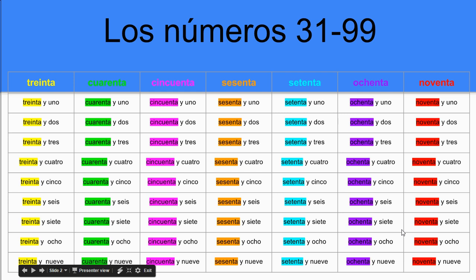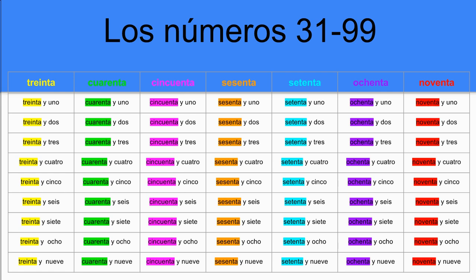Today we're going to start looking at the numbers 31 to 99 to start with. If you look at the top, we can see the number 30, 40, 50, 60, 70, 80, and 90. And what we're hopefully noticing about these is that the pattern is really simple. We're going to take and use the word 30, and then we're going to add the word and then all the way up to the number 9. So 31, 32, 33.